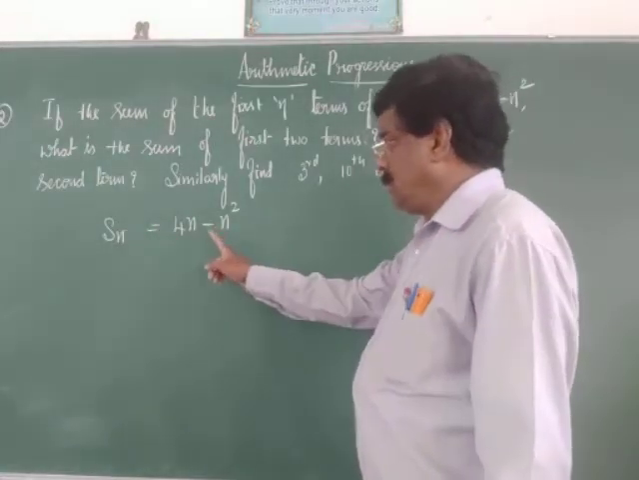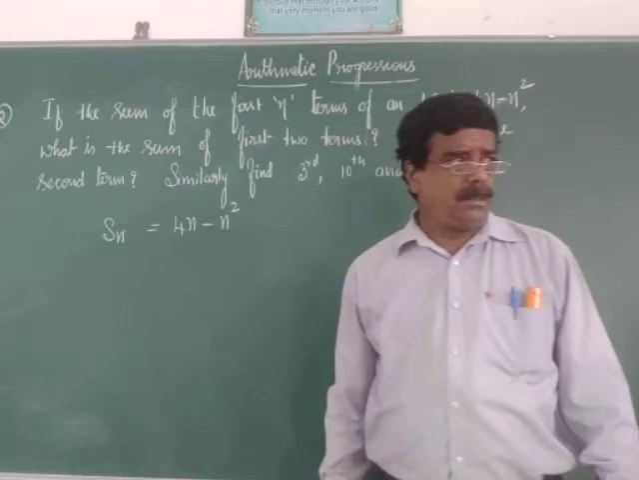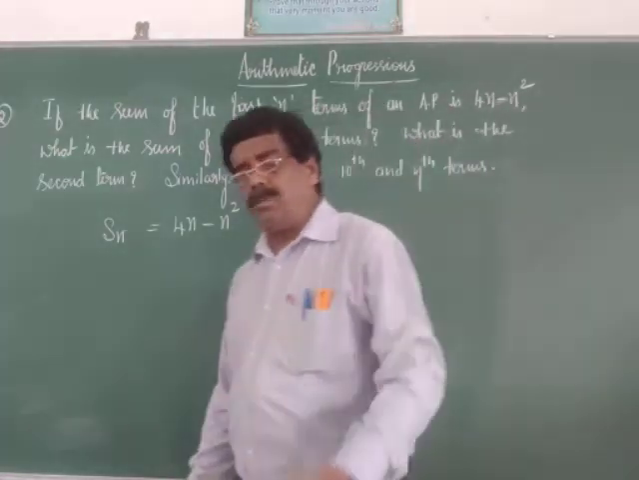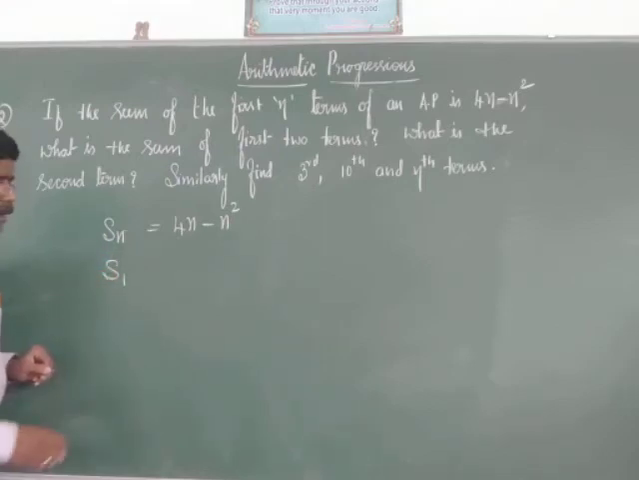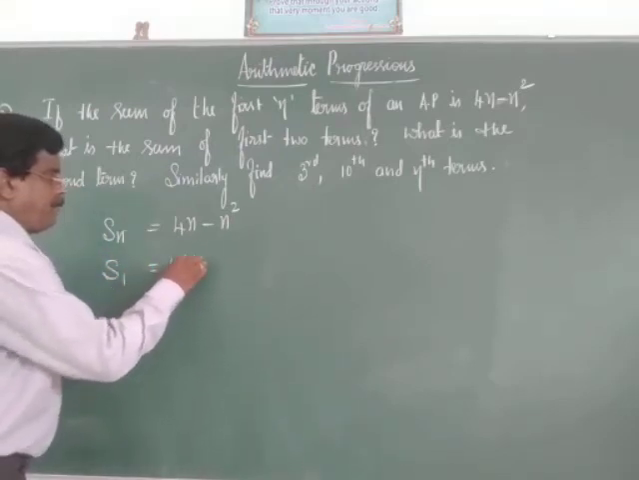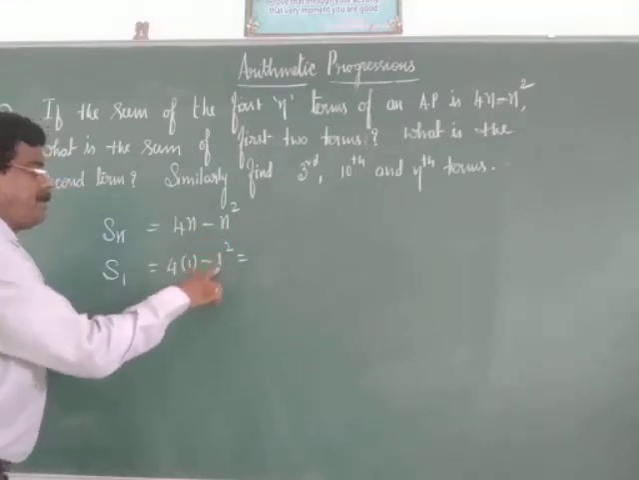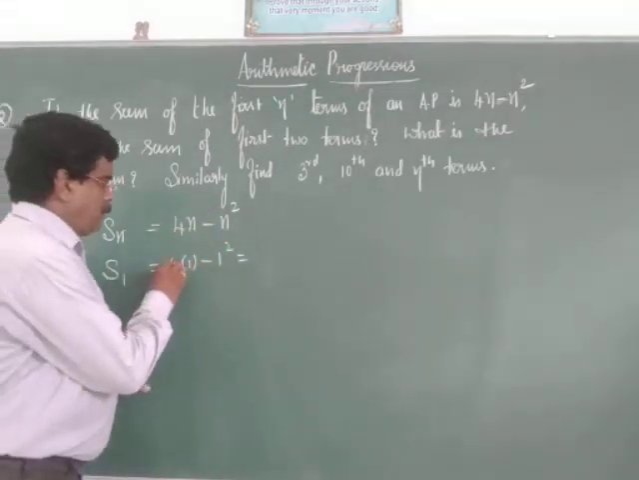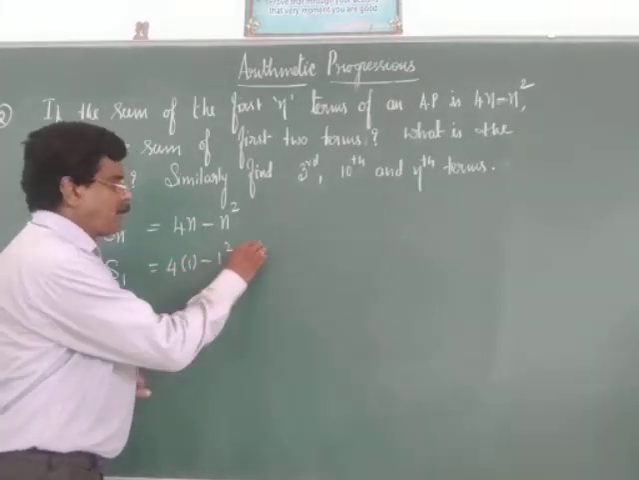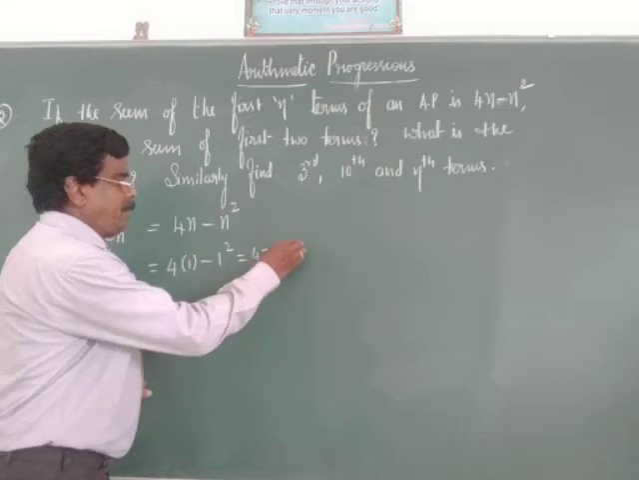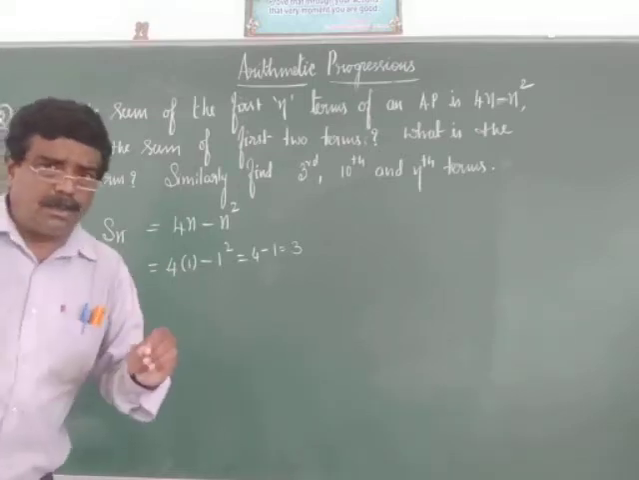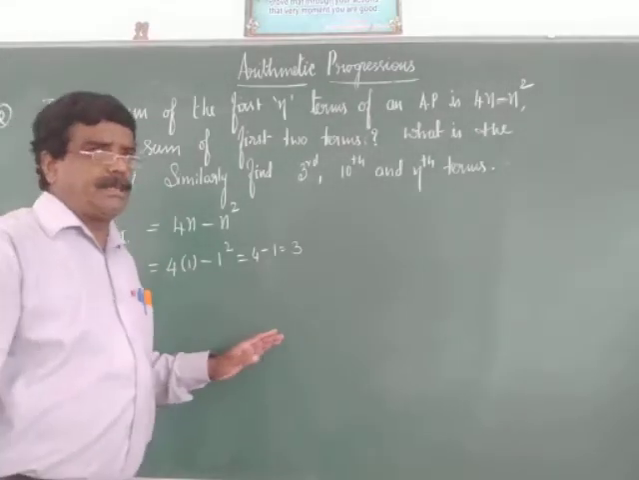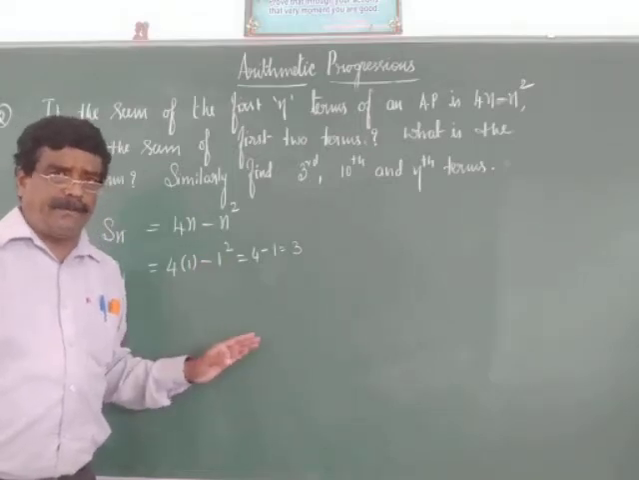Now, in the place of n, if you substitute 1, you will be getting S1 or sum to 1 term. Let me find out that S1. In the place of n, we are substituting 1. We get 4 bracket 1 minus 1 square, because n square means 1 square. So 4 into 1 is 4, minus 1 square means again 1, which is nothing but 3. Sum to one term means it is only the first term. The first term is usually indicated by A or A1.